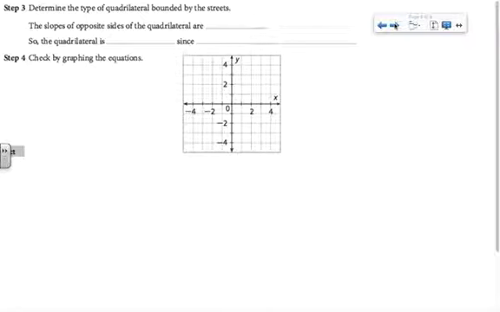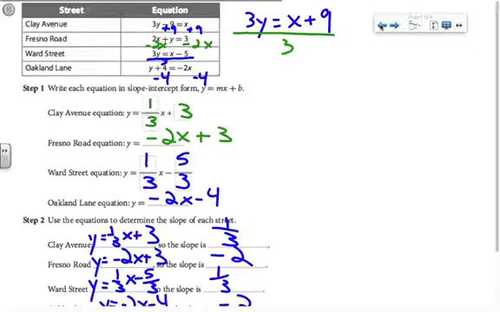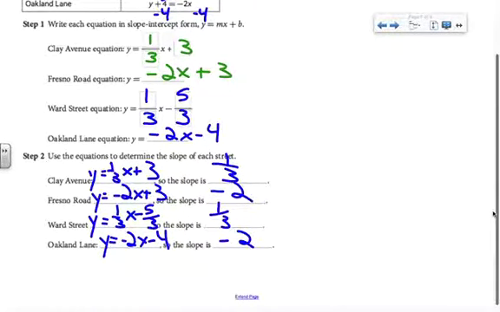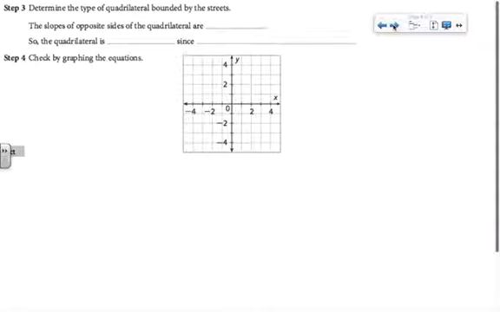Determine the type of quadrilateral bounded by the streets. The slopes of opposite sides of the quadrilateral are, notice, these are equal, and so are these. Notice that consecutive sides, however, are not opposite reciprocals of each other. So this is a parallelogram, but it's not a rectangle. So the slopes of opposite sides of the quadrilateral are equal. So the quadrilateral is a parallelogram.